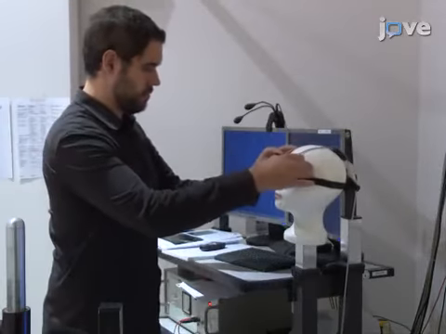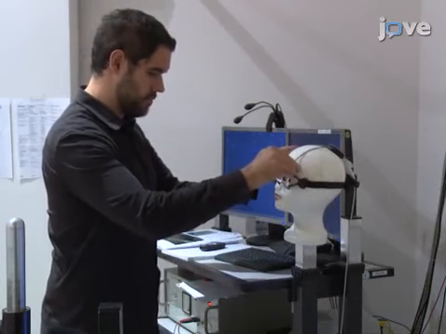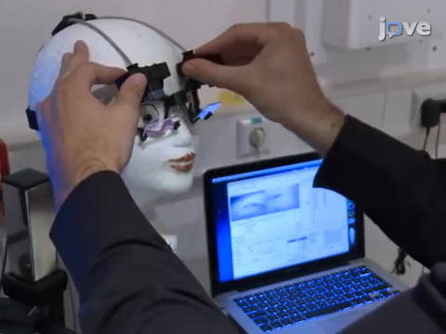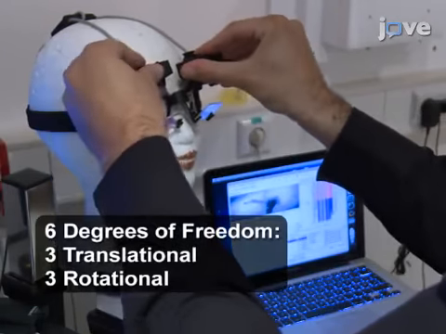For this experiment, use a portable eye movement recording device with goggles. Optimize eye movement detection by adjusting the cameras in all 6 degrees of freedom.